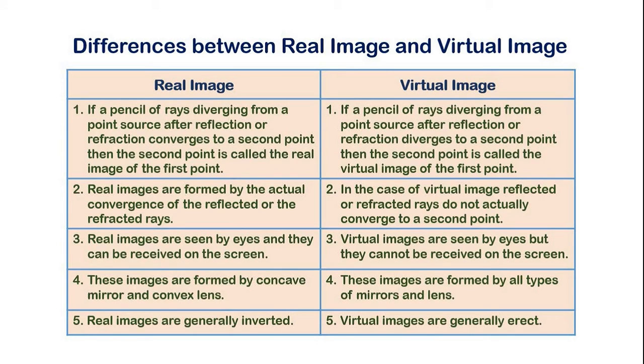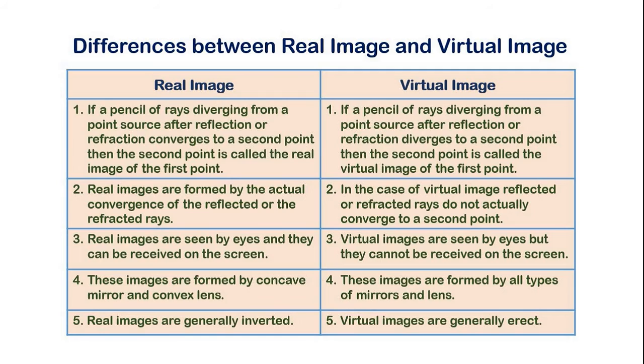Virtual image. If a pencil of rays diverging from a point source, after reflection or refraction, diverge to a second point, then the second point is called the virtual image of the first point. 2. Real images are formed by the actual convergence of the reflected or refracted rays. In the case of virtual image, reflected or refracted rays do not actually converge to a second point.